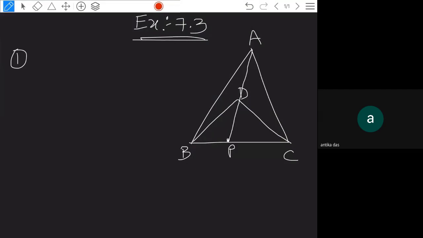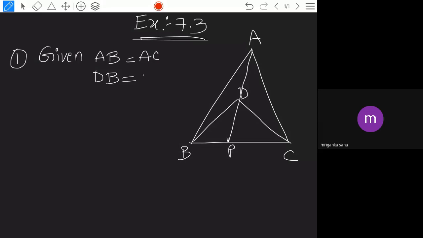So now, the first thing is to prove triangle ABD and ACD are congruent. For that purpose, what is given? First you write: given AB is equal to AC, AD is equal to AD, DB is equal to DC.